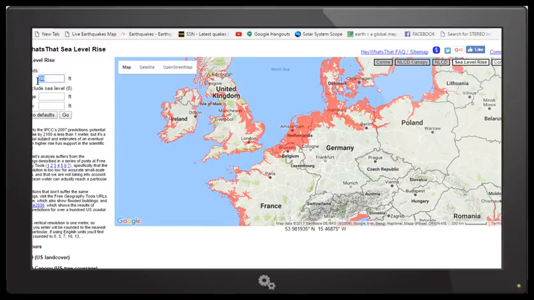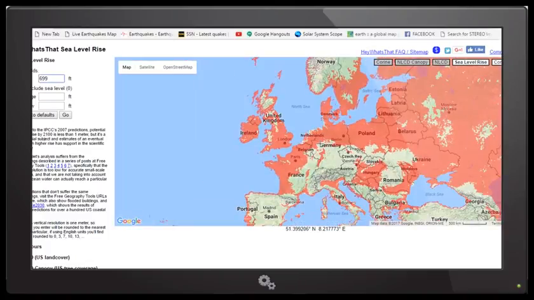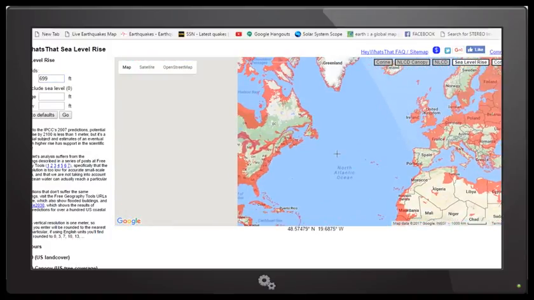Now, I was trying to simulate what is on that U.S. naval map because a lot of the subscribers have mentioned that map. It would take 700 feet of a surge of water or sea level rise, and you can see what that would do to the UK, half of France, Germany, all of the countries in Europe. Massively devastated.